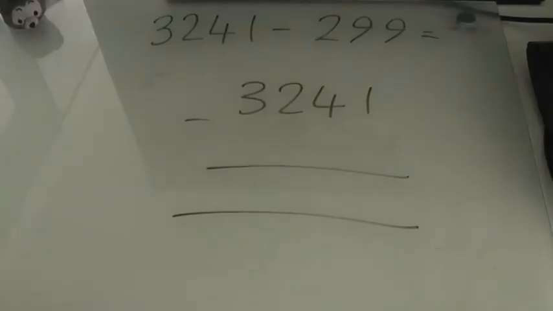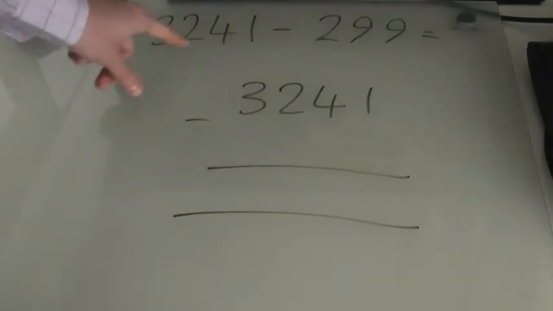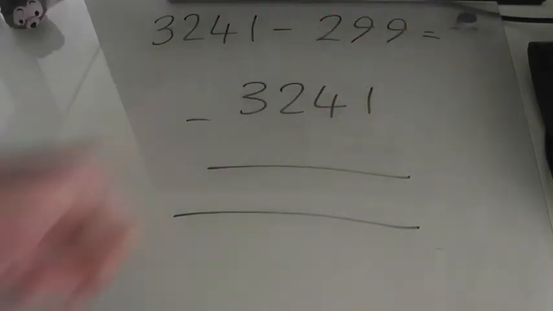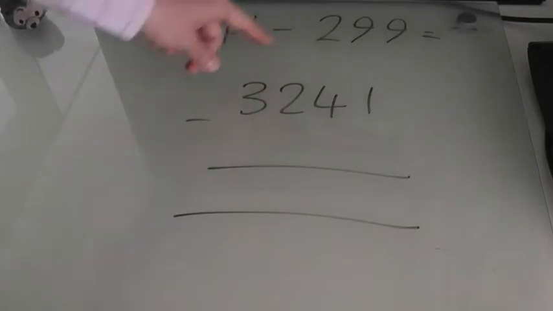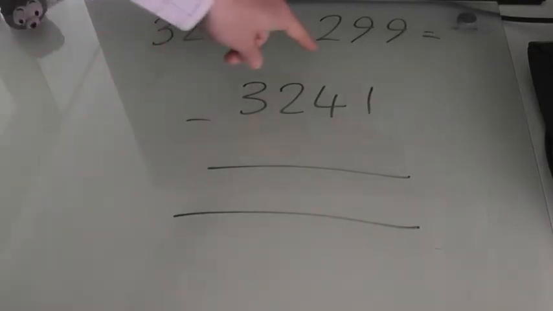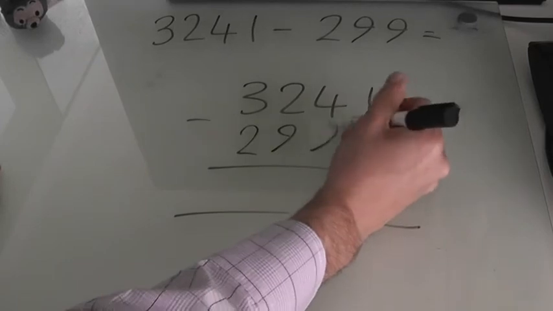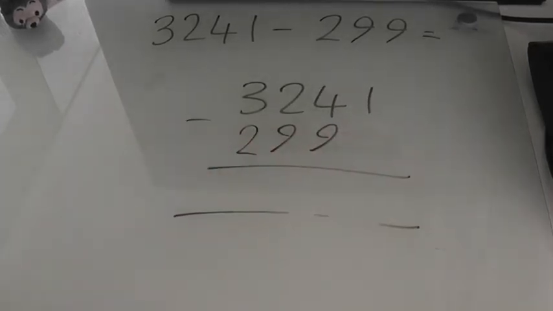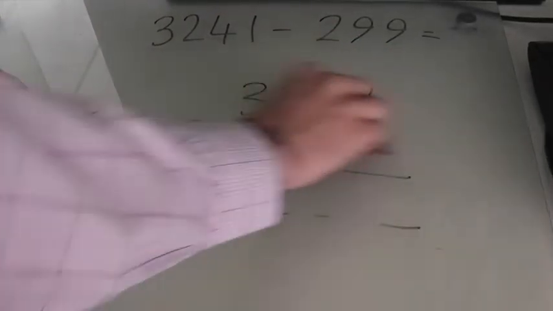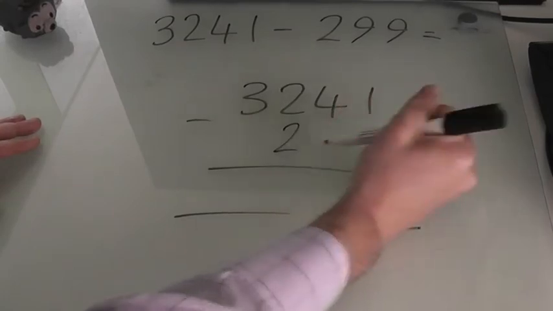Okay, we've got our next calculation. So this one is 3,241 take away 299 equals. So as you can see, we've now gone into the thousands column. I just want to show you how easy it is to make a mistake, because look, you've got 299. You might want to write it like this. But that would be incorrect, wouldn't it? Because this 2 is in the hundreds column, not in the thousands column. So you need to make sure that you line your numbers up correctly.